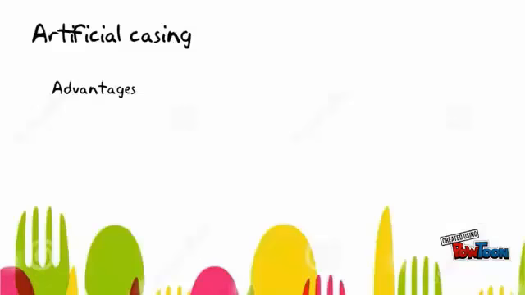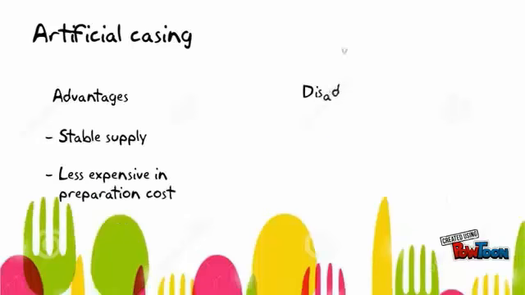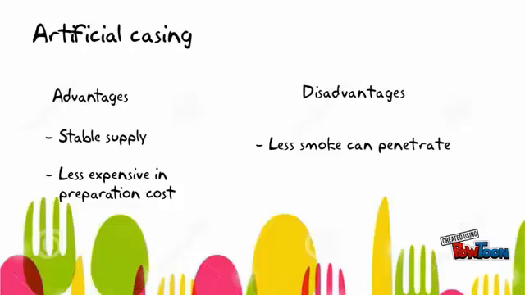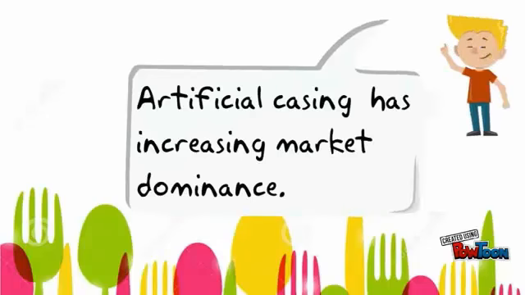Artificial casings have more stable supply and cheaper preparation costs, but less smoke can penetrate through the casing. The taste of sausage may not be as good as the one made from natural casing. Artificial casing is an emerging food material with increasing dominance.